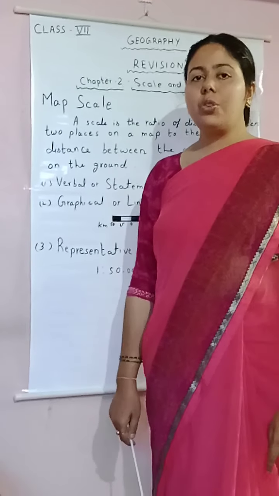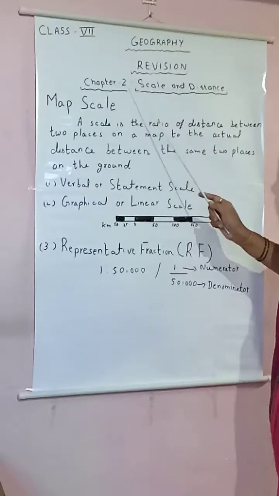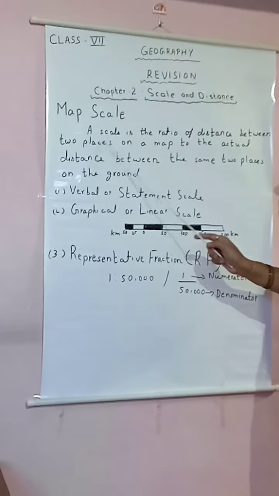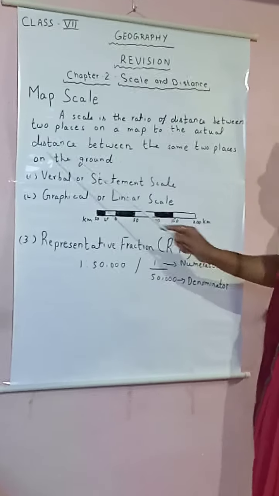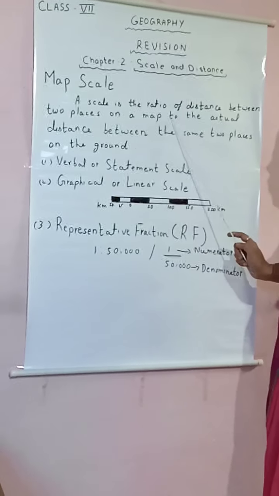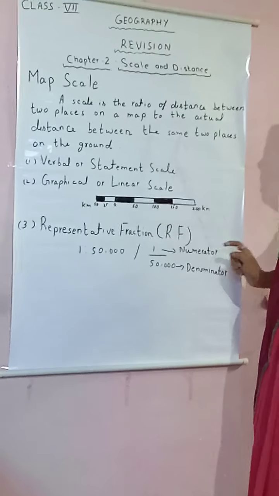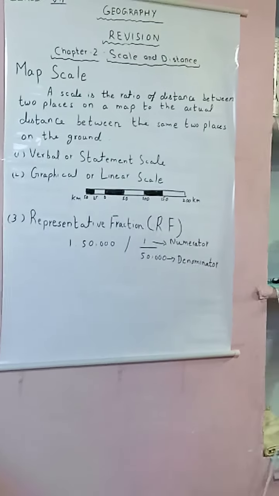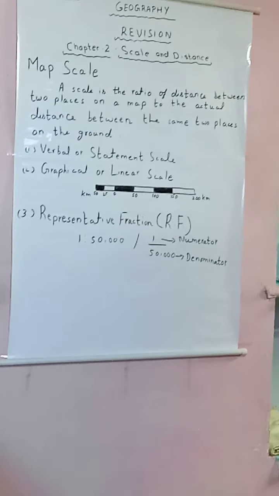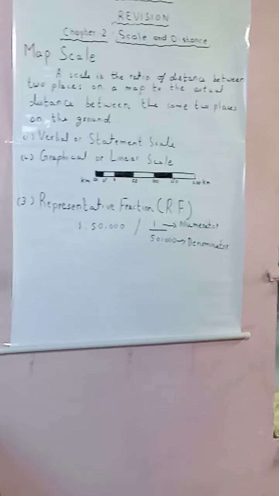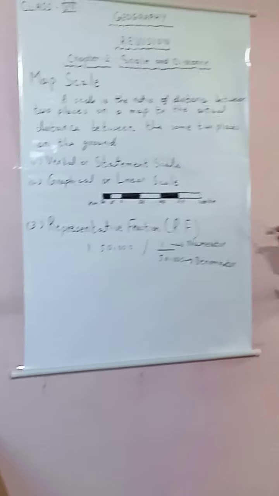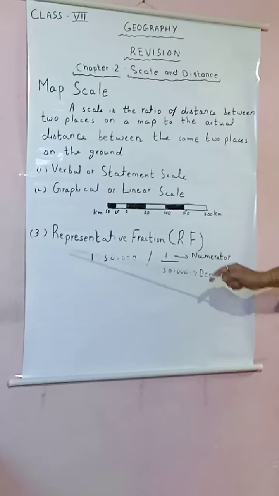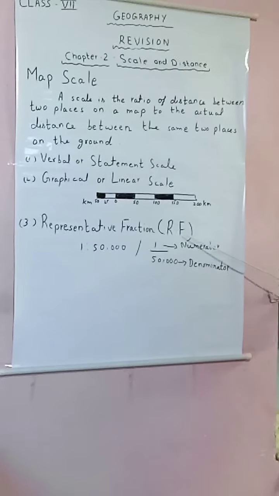Now I am going to revise the second chapter, scale and distance. Map scale. A scale is the ratio of distance between two places on a map to the actual distance between the same two places on the ground. Map scales are represented in three different ways. First is verbal or statement scale, second is graphical or linear scale, and third is representative fraction or RF.